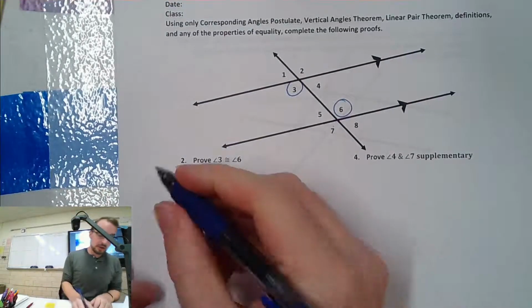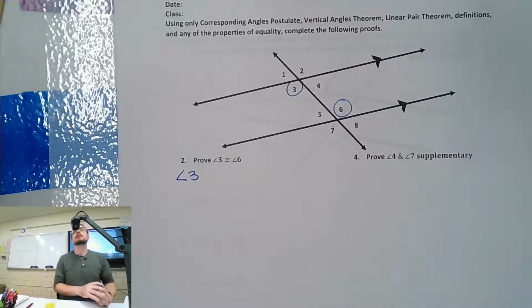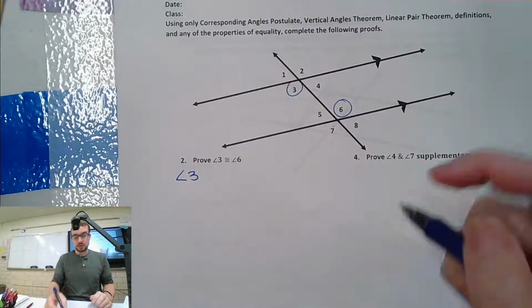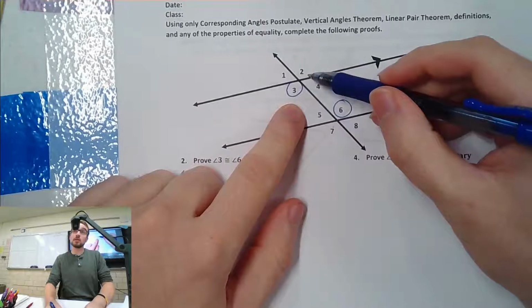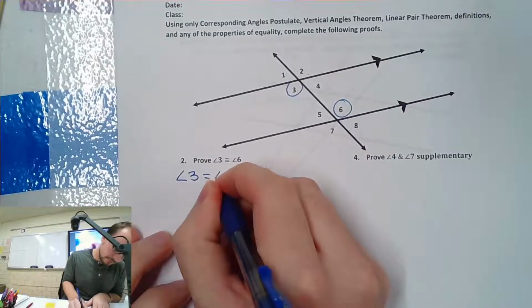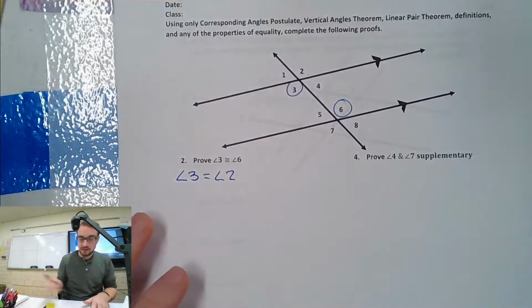Tell me something about angle 3. Vertical with angle 2. That's true. Vertical with angle 2. So 3 and 2 are congruent. Let's write that down. And we know that by vertical angles theorem.